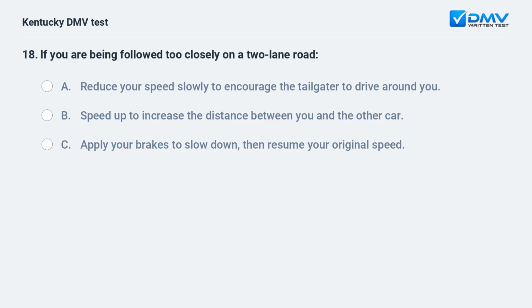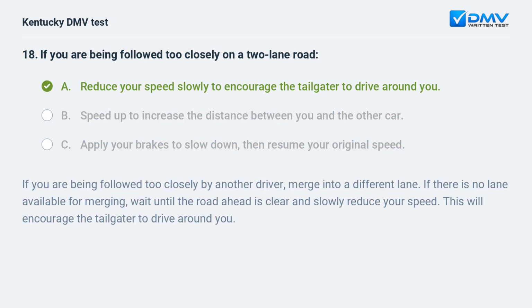If you are being followed too closely on a two-lane road: A. Reduce your speed slowly to encourage the tailgater to drive around you. B. Speed up to increase the distance between you and the other car. C. Apply your brakes to slow down, then resume your original speed. A. Reduce your speed slowly to encourage the tailgater to drive around you.